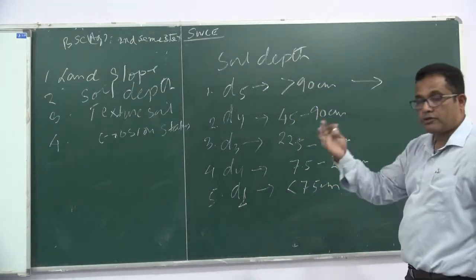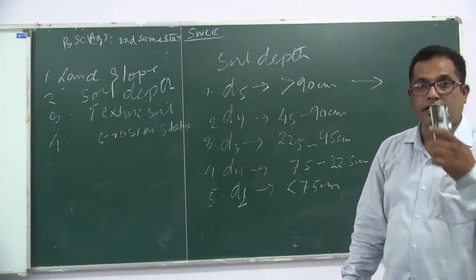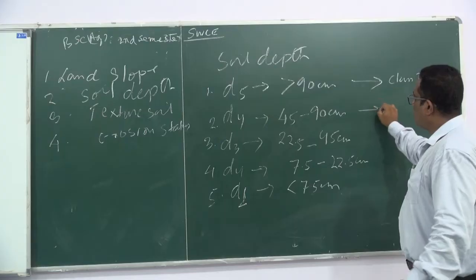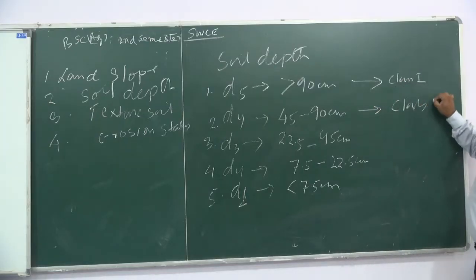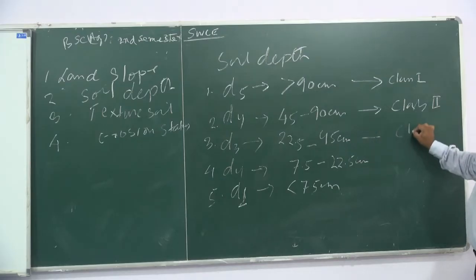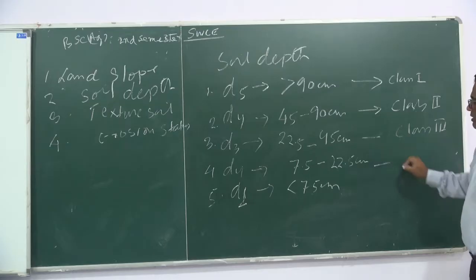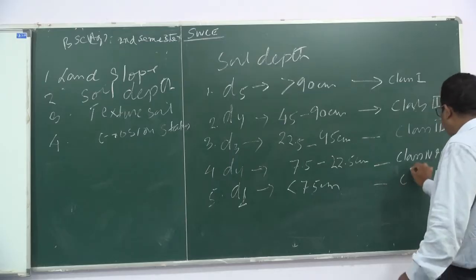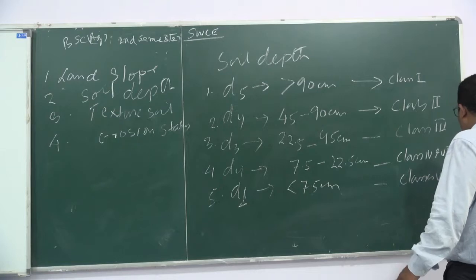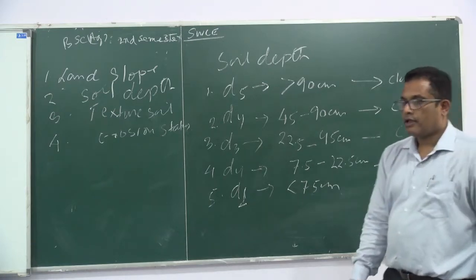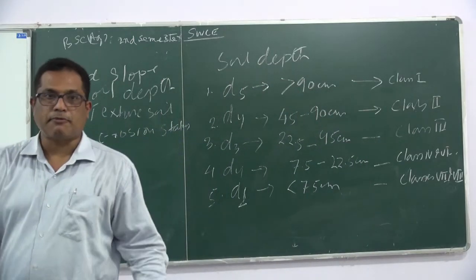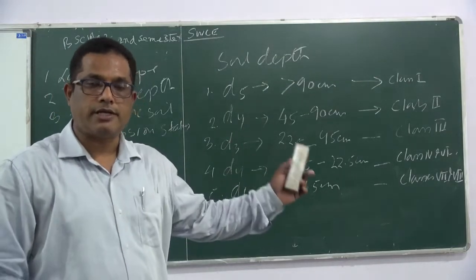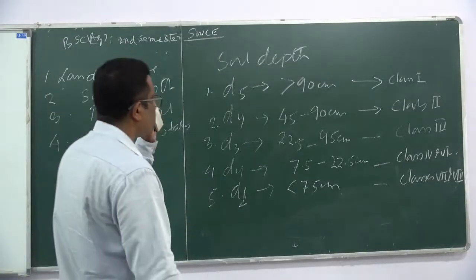So this is according to this soil classification based on soil depth. This comes under class 1. This is class 2, class 3, class 4 and 6, classes 7 and 8. So any soil which has got good depth is always preferable, and such type of soil will have better classification in this land capability classification. So this is about soil depth.